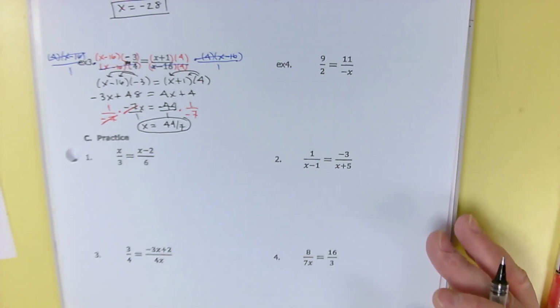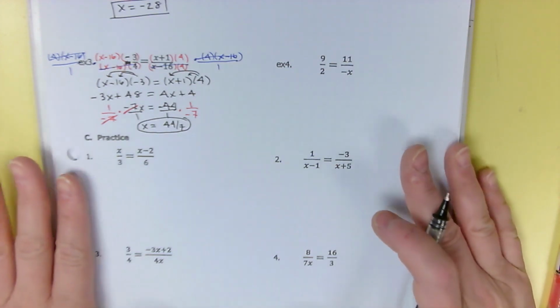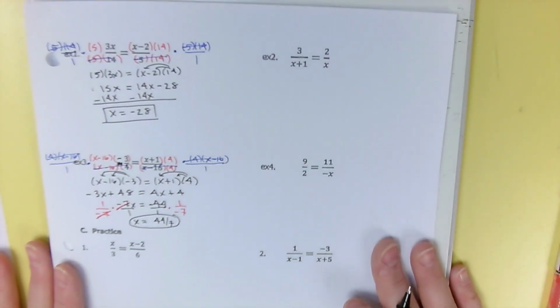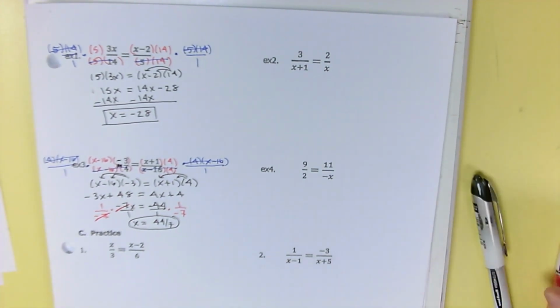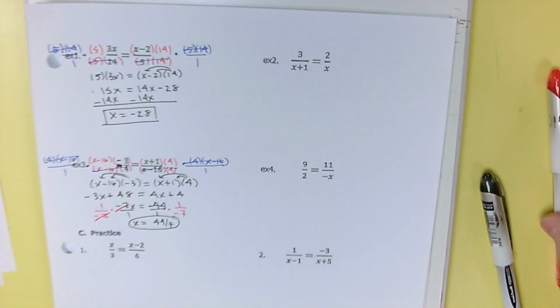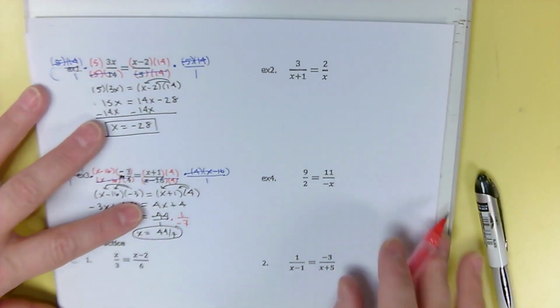Okay, so that's how you get rid of an x in the denominator. So let's go to example 2. This is different because we have 2 x's, x on the left and x on the right. So I'm going to show you a shortcut. It's a very good shortcut.